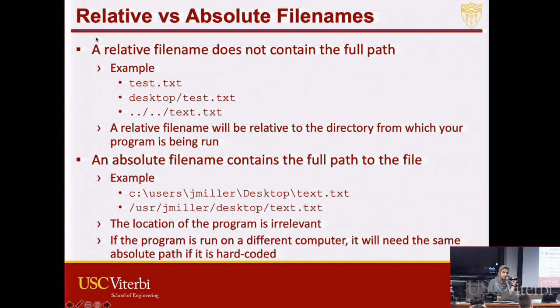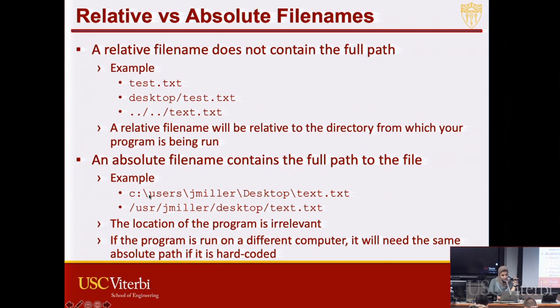We also have the concept of relative and absolute file names. Can anyone tell me what's the difference? A relative file name does not contain the full path. It will be relative to the directory from which your program is being run. So if you have test.txt, this means that this file exists in the same folder in which your program exists. If you have desktop/test.txt, it means that desktop and your program exist in the same place, and desktop contains test.txt. On the other hand, we have the absolute file name, which contains the full path to the file.